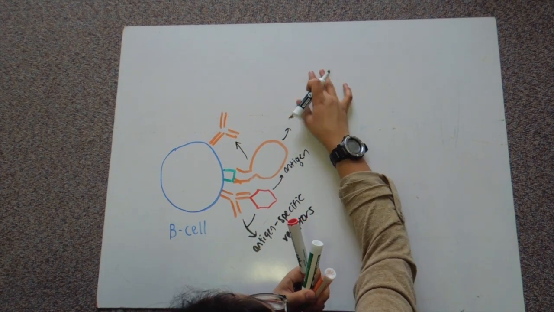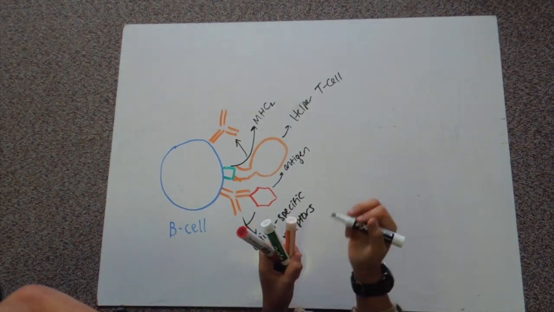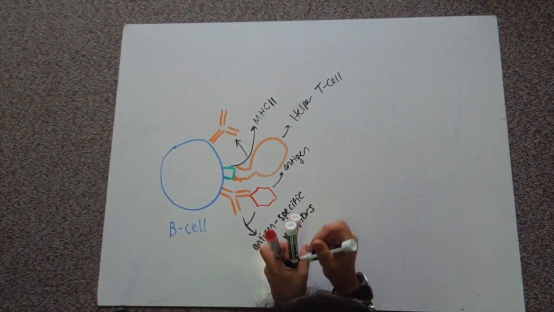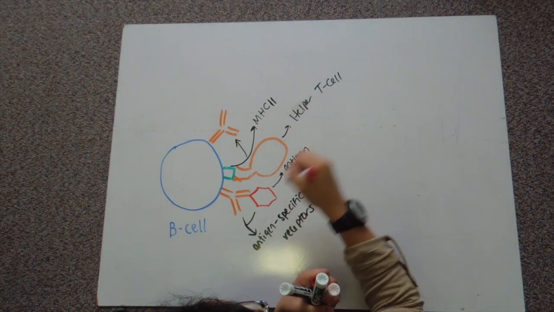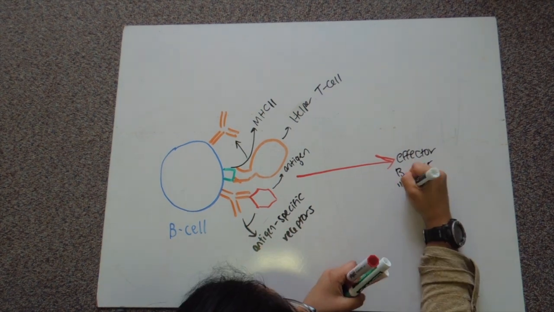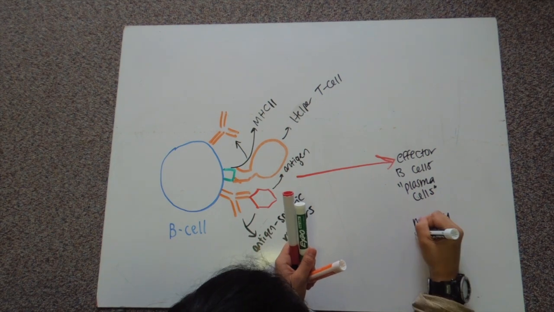This process can also be initiated by a helper T cell because B cells are also antigen-presenting cells that chew up an antigen and present it in the form of an MHC II complex. In the process of differentiation, B cells become either a memory B cell or an effector B cell, also known as a plasma cell. Unlike memory B cells, plasma B cells aren't membrane-bound and can secrete antibodies.